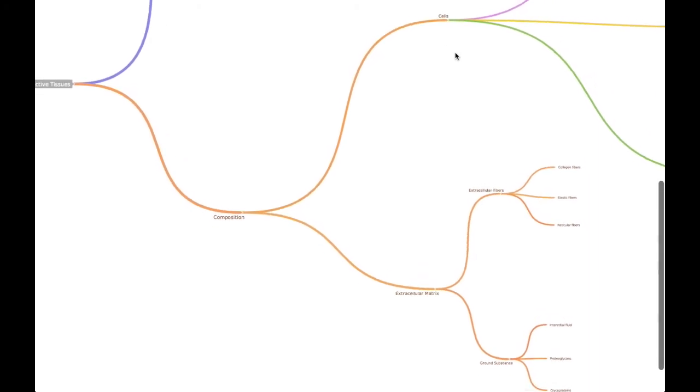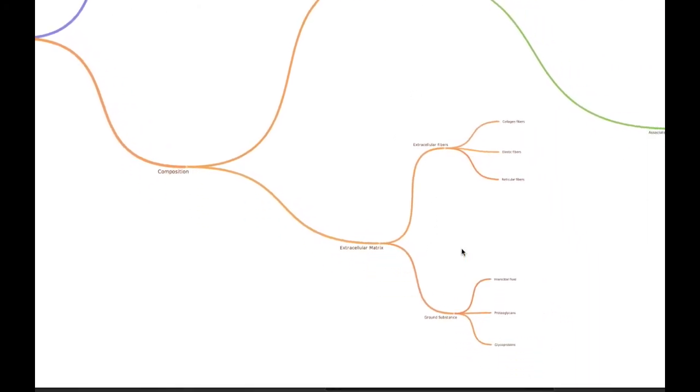So there's two main distinctions for what composes connective tissue. First, there's cells, and then there's everything outside the cells. So let's look at the extracellular matrix first, or everything outside the cells. So what's outside the cells is going to be extracellular fibers and ground substance. Now, ground substance is just an amorphous material. It's largely just water, which is essentially interstitial fluid, but it also contains proteoglycans and glycoproteins.